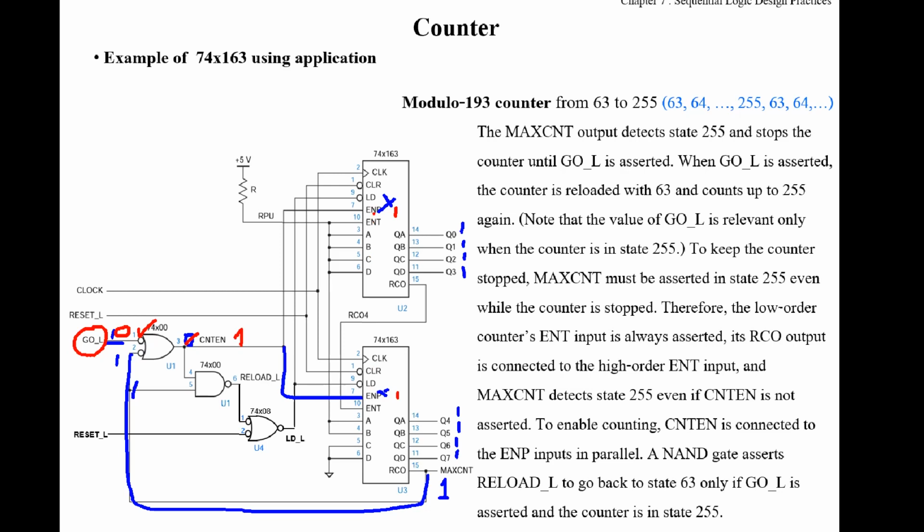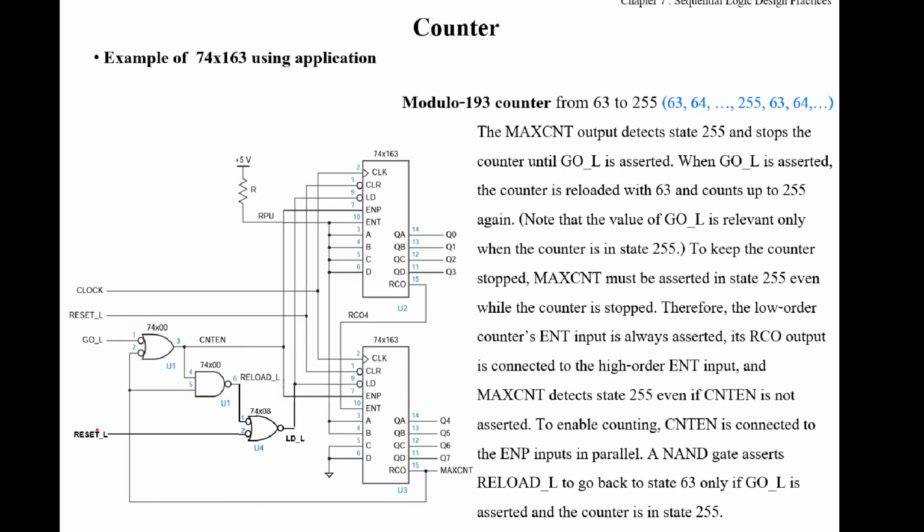Furthermore, when this is 1, 1, this output connects to load. So now load is active, right? You load the next data, and the next value is 63, right? 63 is 0, 0, 1, 1, 1, 1, 1, 1. So it connects 0, 0 here, low, low, and 1, 1, 1, 1, 1, 1.